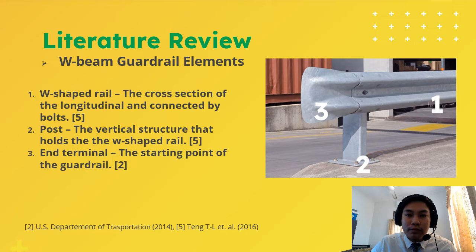Second, the W-beam guardrail elements. W-beam guardrail consists of three elements. The first one is W-shaped rail. It is named after the cross-section of the longitudinal rail, which is in W shape, and each of the rail is connected by bolt. Second is the post. Post is the vertical structure that holds the W-shaped rail. And last one, the end terminal. The end terminal is the starting point of the guardrail and is also known as the nose of the guardrail.